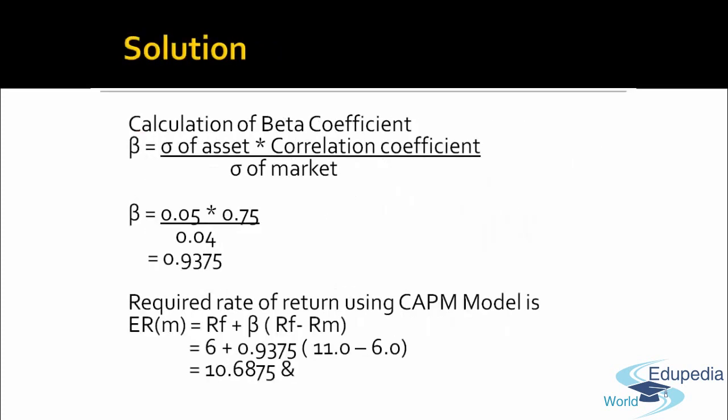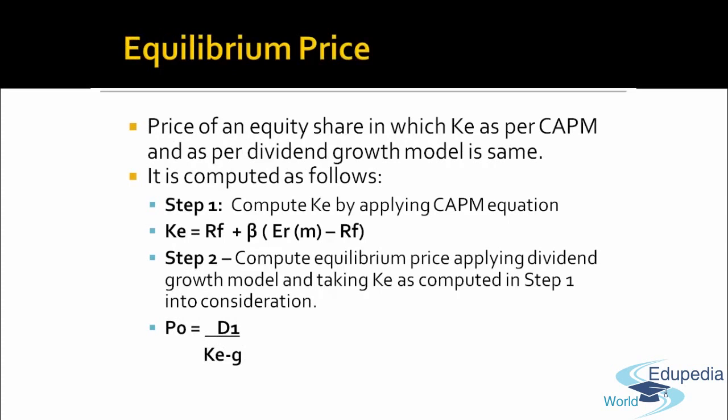So beta is 0.9375, which is 0.05 multiplied by the correlation of 0.75, divided by the standard deviation of the market, which is 0.04. And in order to compute the required rate of return, Ke = Rf + beta × market risk premium, which is 6 + 0.9375 × 5, giving 10.6875%. Now using this information, we can compute the equilibrium price.